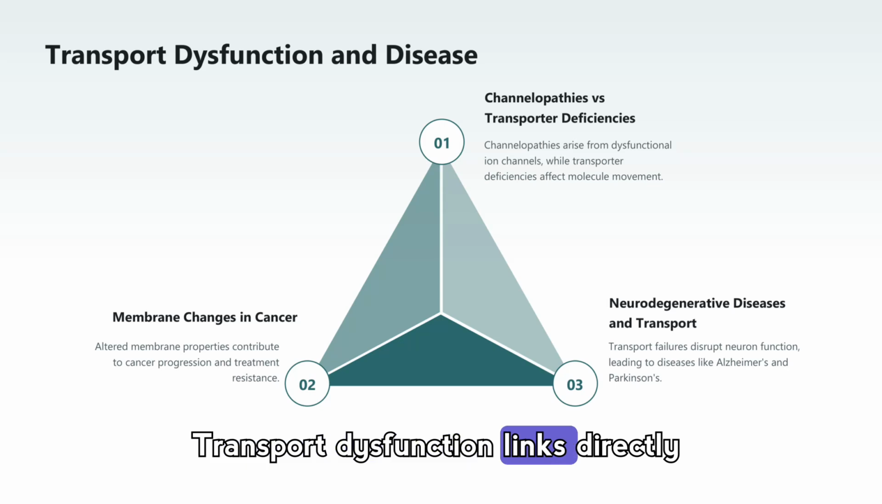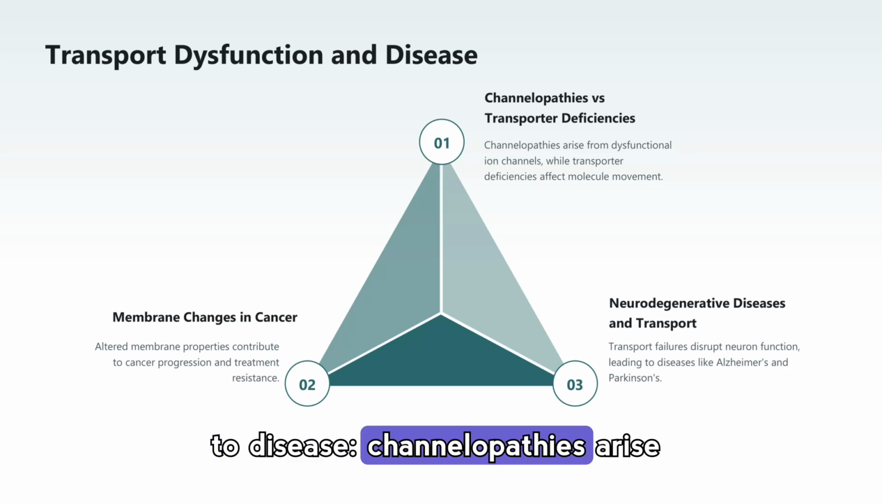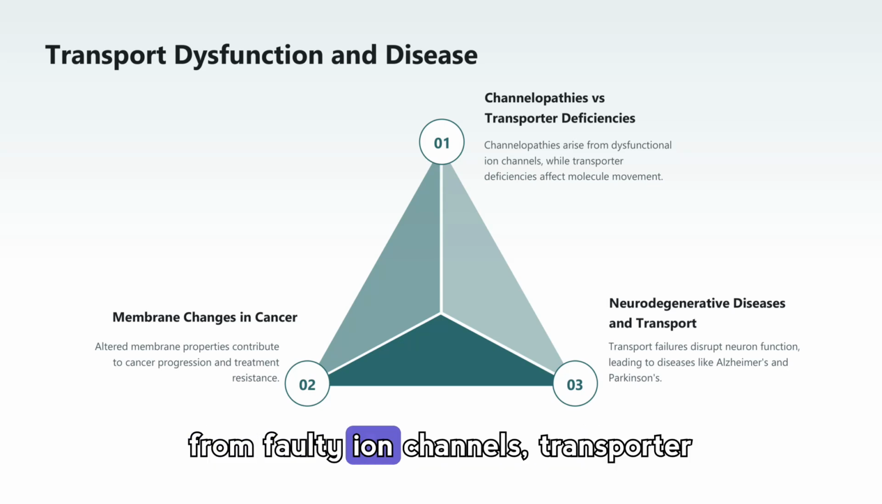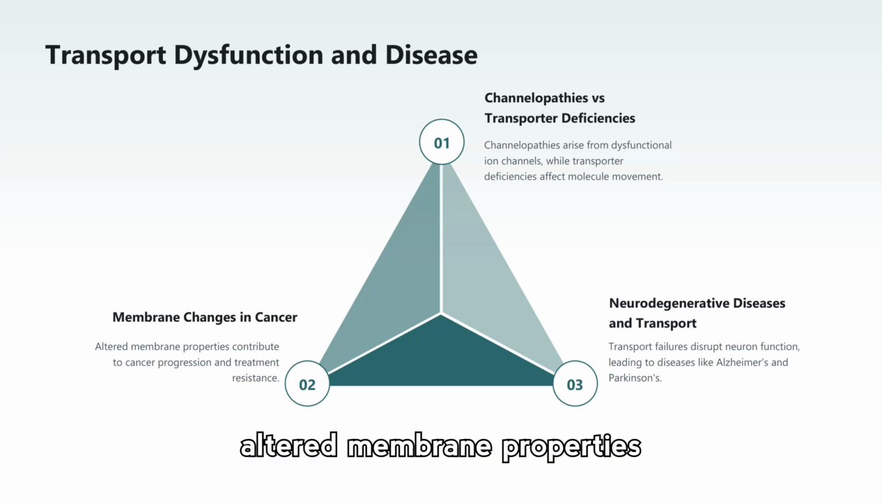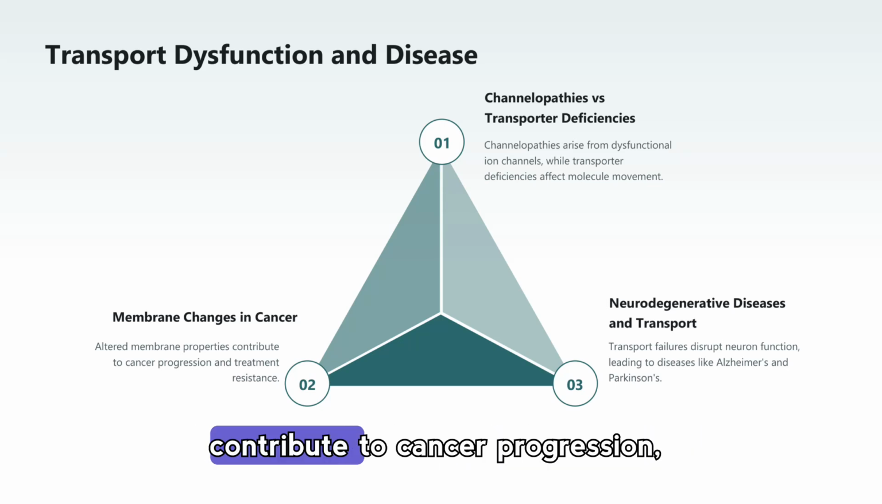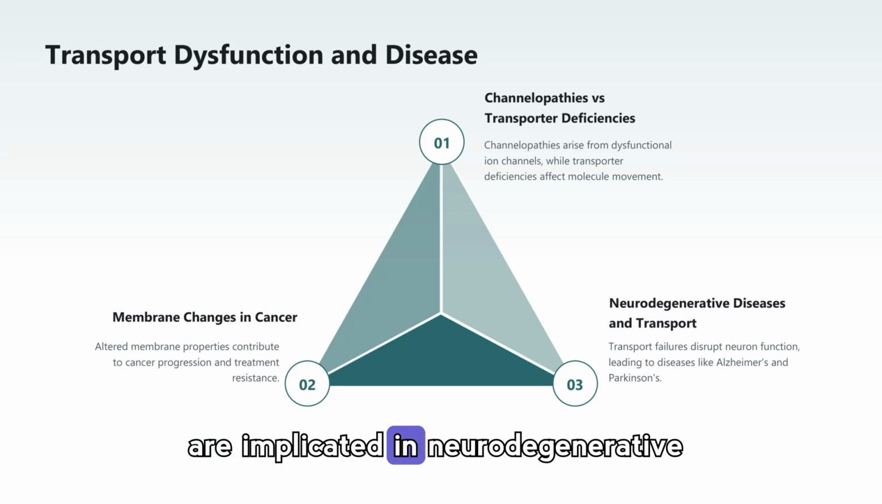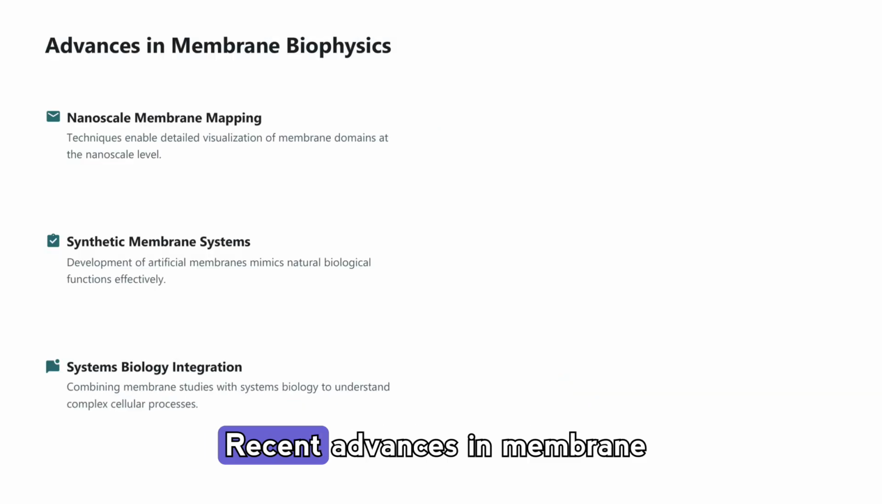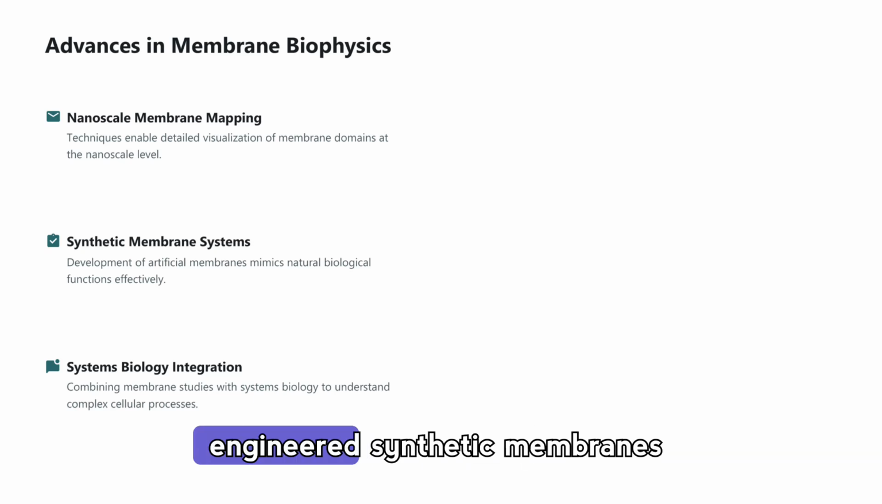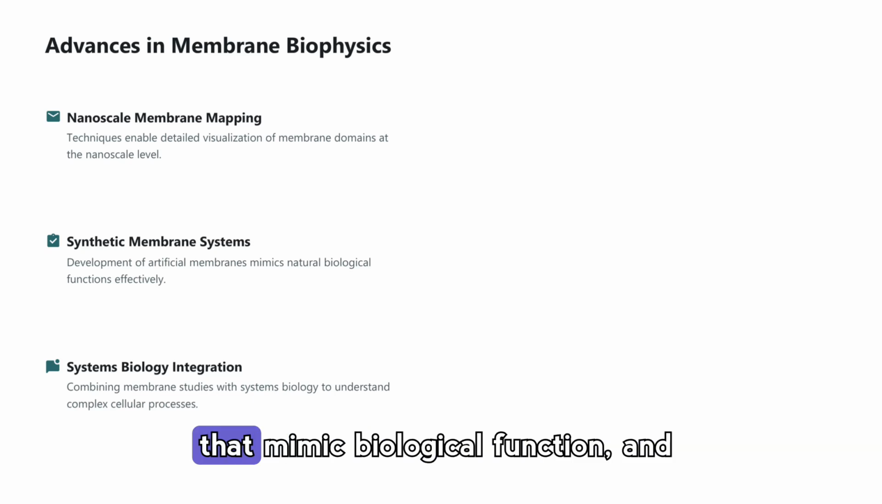Transport dysfunction links directly to disease. Channelopathies arise from faulty ion channels. Transporter deficits impair molecule movement. Altered membrane properties contribute to cancer progression, and failures in neuronal transport are implicated in neurodegenerative disorders like Alzheimer's and Parkinson's.